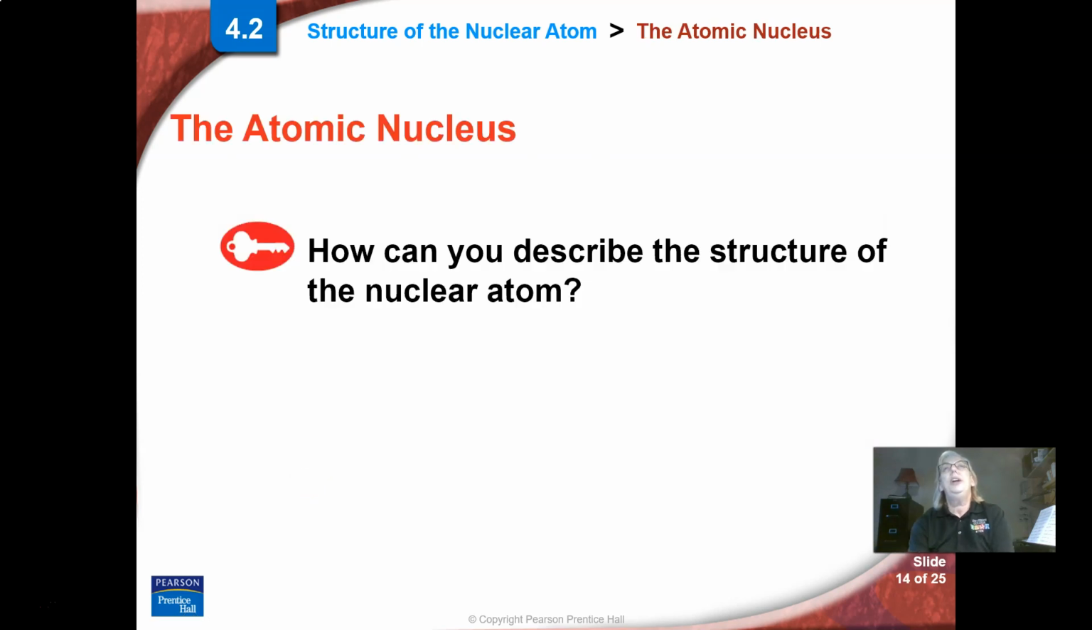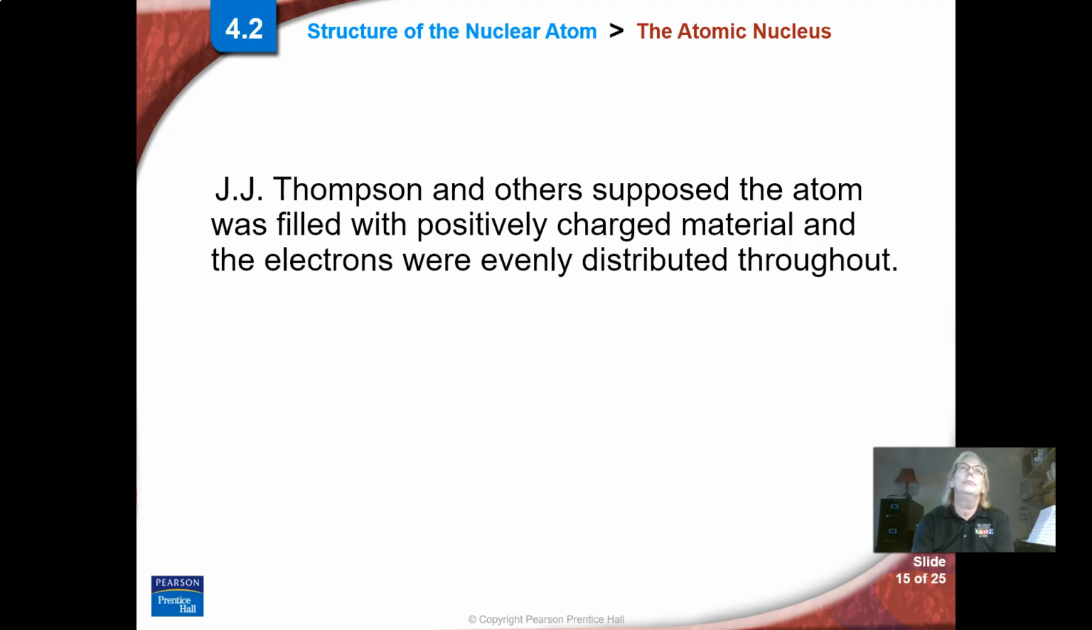So how can we describe the structure? How do we know where all those little parts of the atom are? J.J. Thomson and others thought the atom was filled with positively charged material and the electrons were all the way through it, kind of like a chocolate chip cookie. You've got the dough, and then the electrons are the chocolate chips inside the chocolate chip cookie.